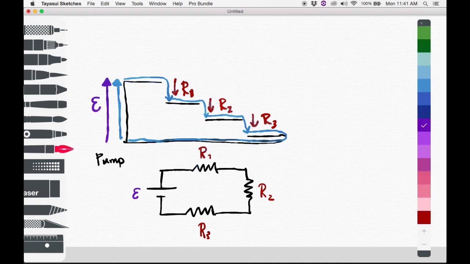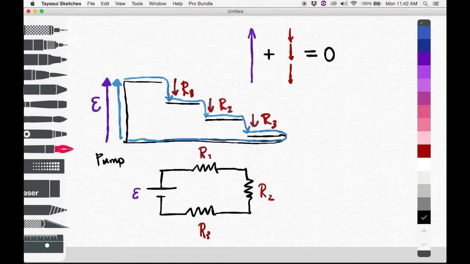Now notice that the sum of each of the heights of these waterfalls has to equal the total height that the water started from. In other words, if I look at the height that the pump raises the water to, and then add to that the drop across each of the waterfalls, the sum has to be 0 because the water ends up here at ground level in both cases. Now, the very same thing is true, although in a more abstract sense, for the circuit.